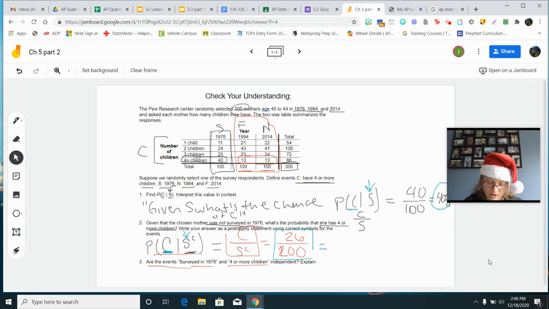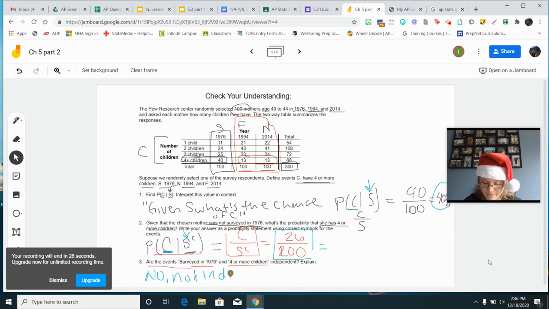So we would say no, not independent, because when I change the condition for having 4 or more kids, the likelihood of me getting a family with a mother with 4 or more kids changes. If the probability changes when I change the condition, that means that condition is affecting my results. So no, not independent. The probability of C given not S does not equal the probability of C given we are in 76. You can put this in probability notation, or you can describe it in words if you want instead. Either way is fine. So this is reviewing a little bit of independence.